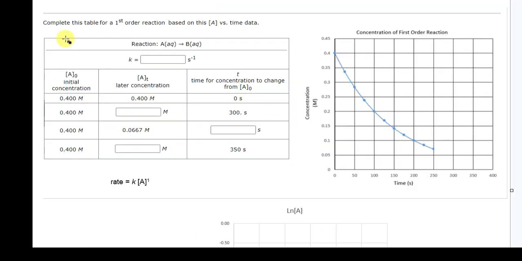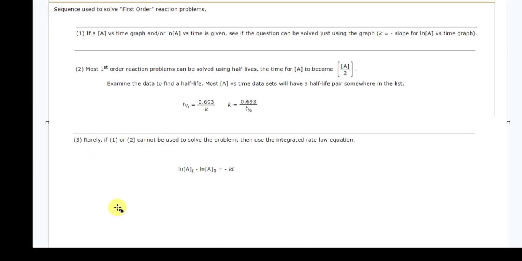Here's our problem. Complete this table for a first order reaction based on its concentration versus time data. And we're given this very nice graph that shows us what happens to the concentration. Here we've got our 4/10 molar that we start with. And as the reaction occurs, we run down to these various concentrations because A is being used up in this reaction. How are we going to fill out that table?